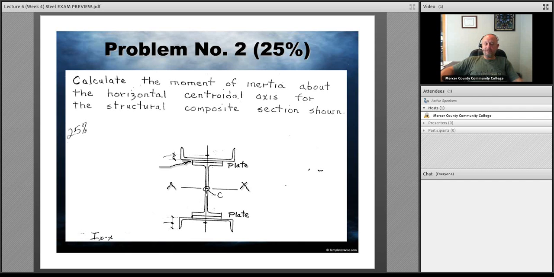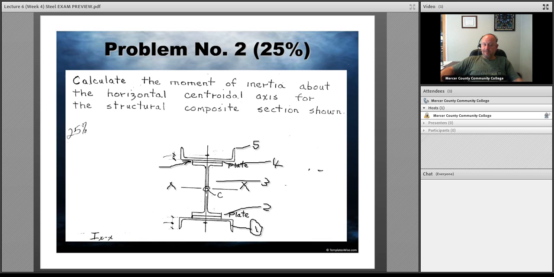A couple of notes though. Rather than break this down into a bunch of rectangles, do it by piece. The channel on the bottom maybe is one piece. I don't know if you want to call that number 1. The plate might be number 2. Then you have the beam, which you might call number 3. Then you have the plate at the top, which would be piece number 4. And lastly, you have the channel at the top, which might be piece number 5. So you would have 5 pieces.